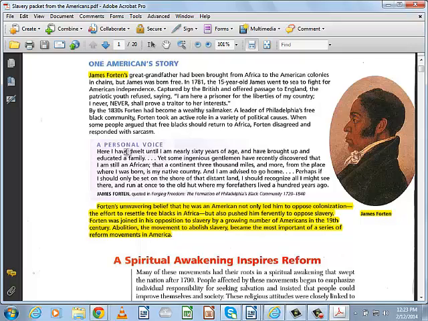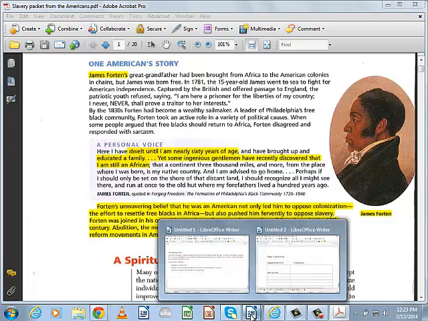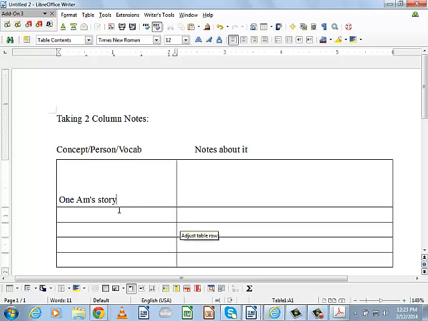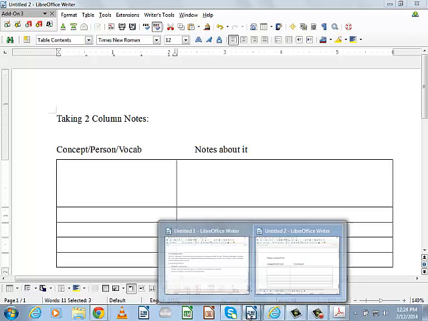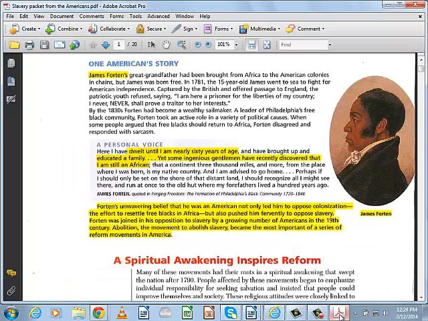So he says, I have dwelt until I'm nearly 60 years of age. I'm from an educated family, yet some say I am still an African, a continent 3,000 miles away. So it's like, you've stolen this from me, and now you say I don't belong here, and he disagrees. So I'm going to go ahead to my note sheet, and I am going to fill in what I just said. So that is James Baldwin. Just double checking that to make sure. Nope, James Fortin.